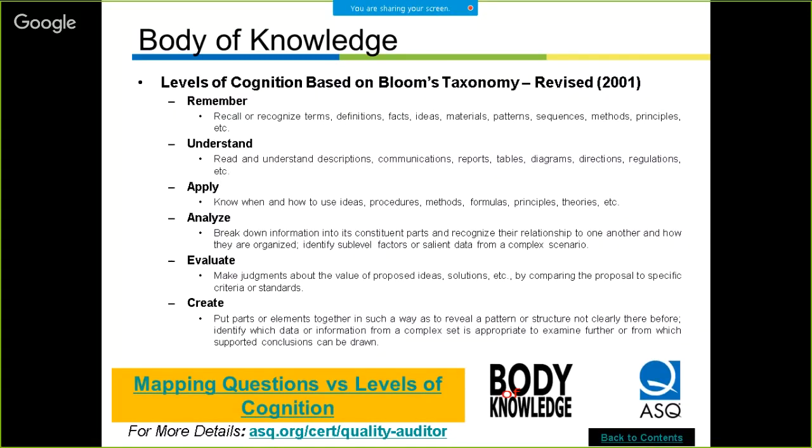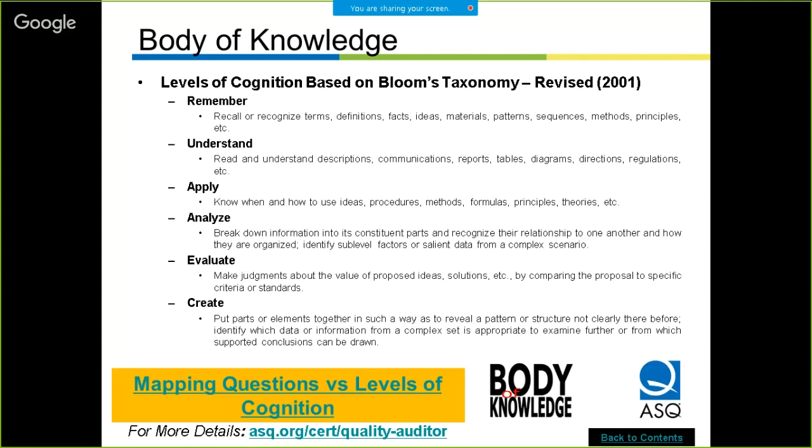Now we discussed the levels of cognition based on Bloom's taxonomy. Every question, every subtext as part of the body of knowledge is classified under one of these levels. The levels are remember, understand, apply, analyze, evaluate, and create. The difficulty level increases from the remember level to the create level. So based upon these levels, questions would be derived.